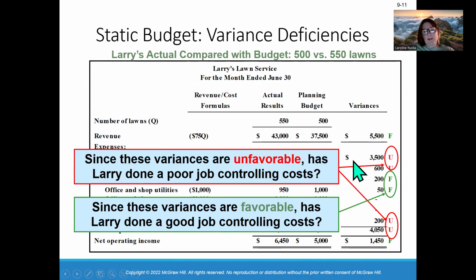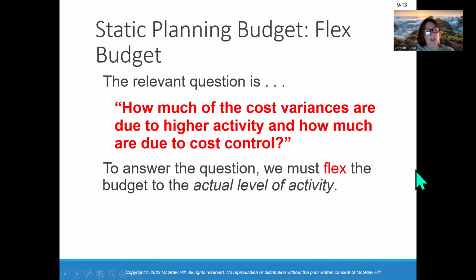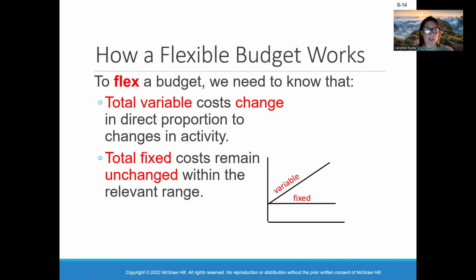So since these variances here are unfavorable, does that mean he did a good job of controlling costs? We really can't tell, because the actual activity is different from what we planned. So the relevant question would be how much of the cost variances are due to higher activity and how much are due to cost control. So we have to use this flex budget in order to answer these questions.